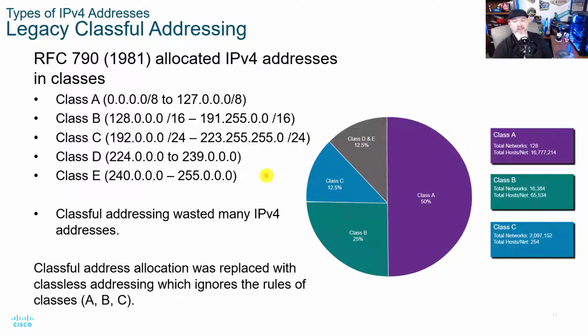The problem with it is it wasted many IPv4 addresses, and it's been replaced with classless addressing, which we just use the slash rules now. It ignores all the rules of class A, B, and C. You still want to memorize these classes, the starting to ending. Class A is all your /8s. These are all your /16s. These are your /24s. And then you need to know your class D up to class E.